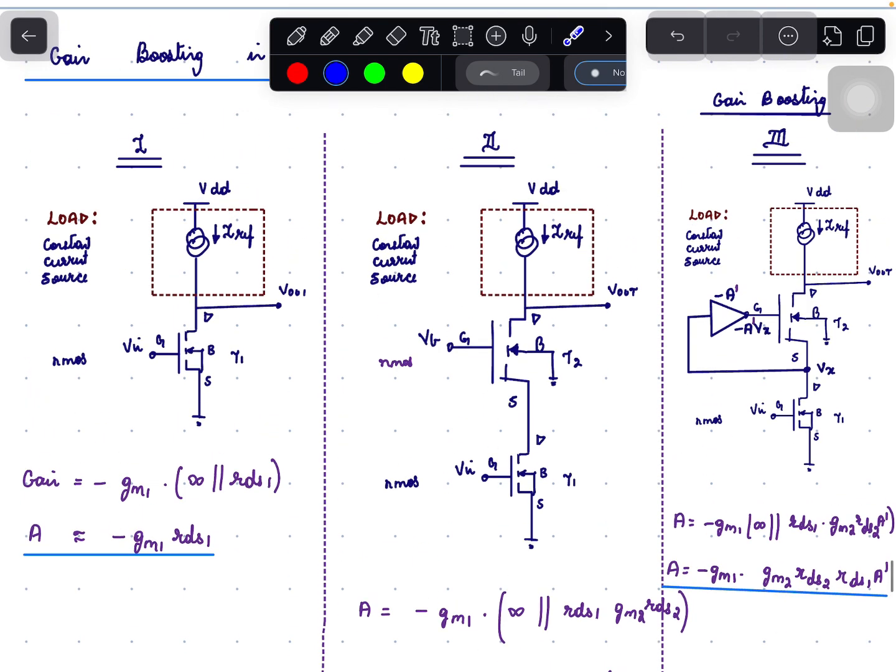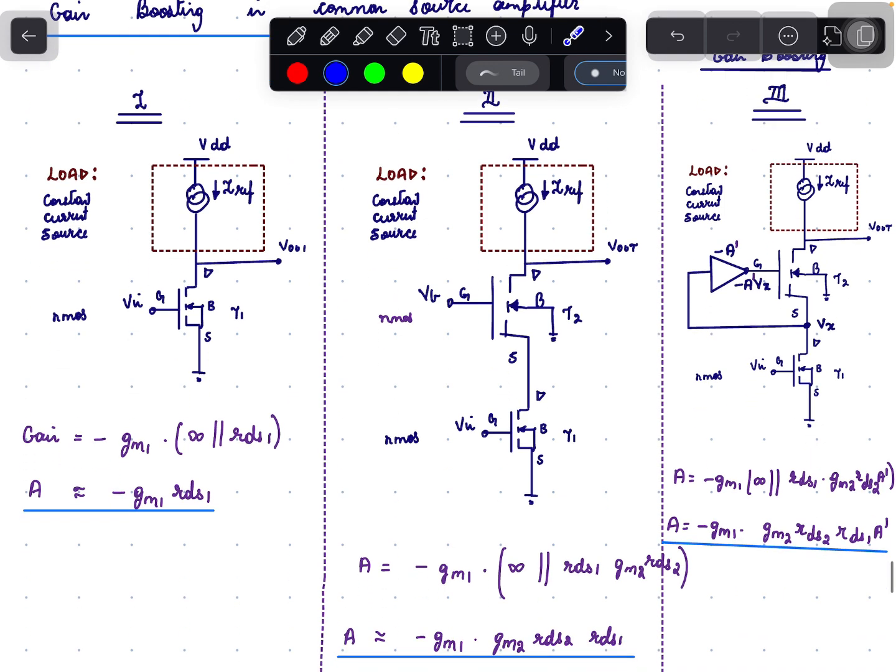So how do we further increase the gain? This can be done by using a concept called gain boosting. Here the input voltage to the T2 transistor is connected to an amplifier whose gain is given by minus A dash. So this is an inverting amplifier. The input to the inverting amplifier is given by the source of T2. So if the source voltage is at Vx for T2, then the gate voltage will be minus A dash times Vx.